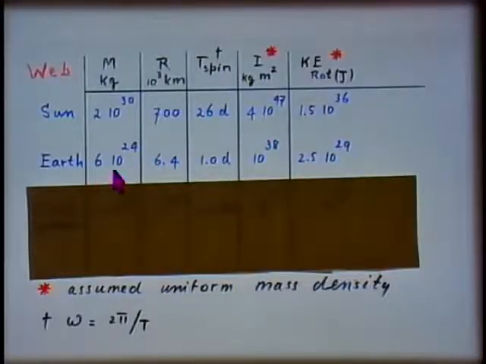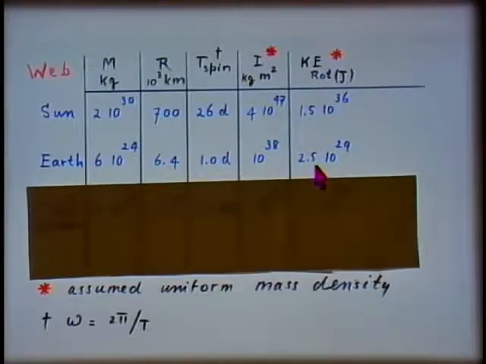And I did the same for the Earth. This is the radius of the Earth. And you see the moment of inertia of the Earth. Now I want to know how much kinetic energy of rotation these objects have. Well, the Sun rotates about its axis in 26 days, the Earth in 1 day. And so I finally convert everything to MKS units, and I find these numbers for the rotational kinetic energy.